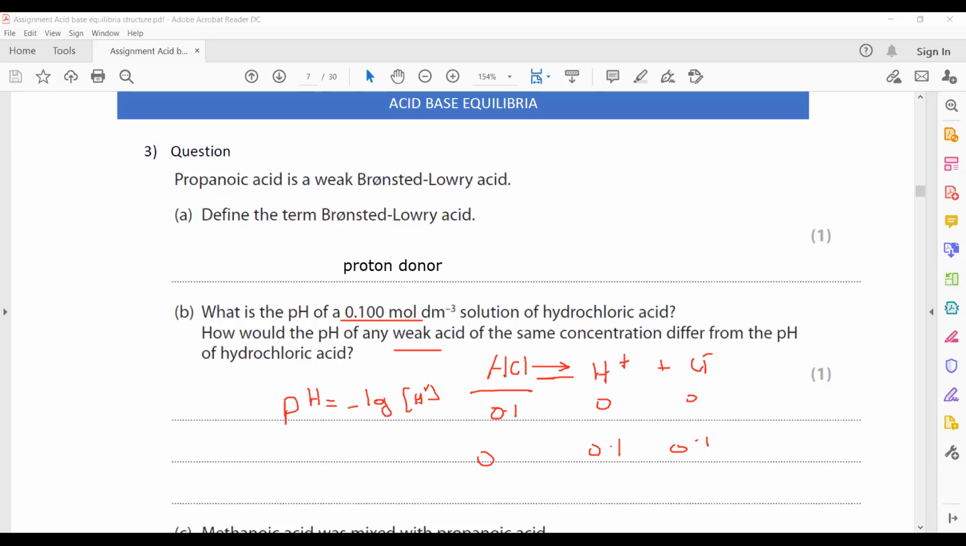And the pH of a weak acid, if we compare the same concentration of weak acid, will be more than 1, or more than 2, or more than 3, any number, but less than 7.